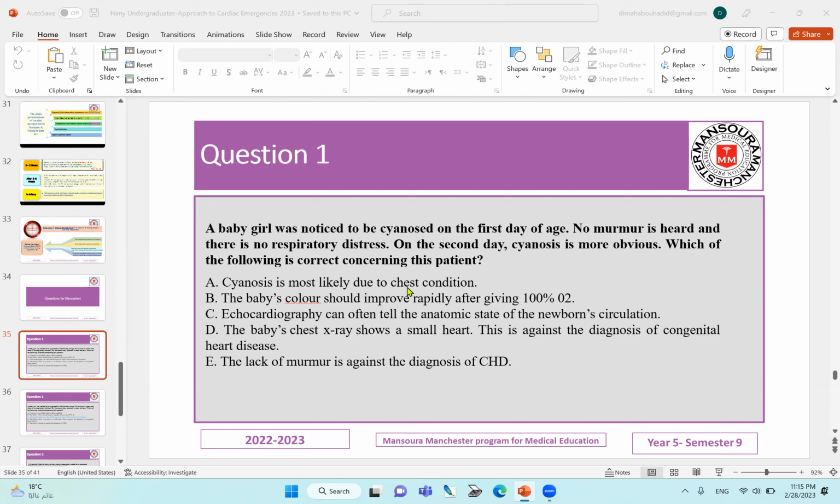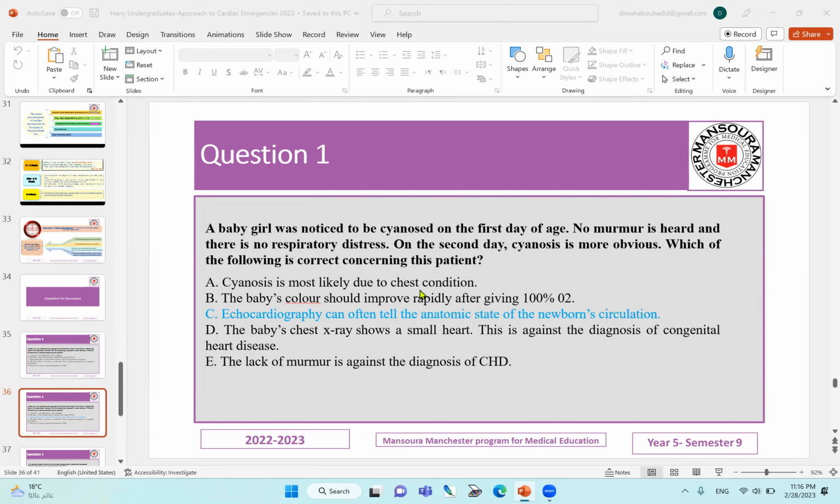Is the cyanosis most likely due to a chest condition? Should the baby's color improve rapidly after giving 100% oxygen? Echocardiography can often tell the anatomical state of the newborn circulation. The baby's chest X-ray shows a small heart; this is against the diagnosis of congenital heart disease. The lack of murmur is against the diagnosis of congenital heart disease. The answer is C.